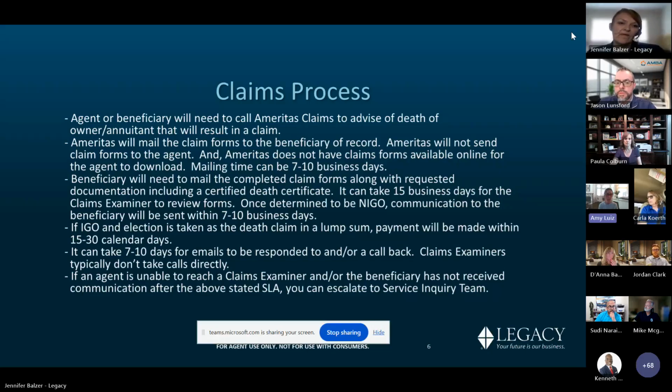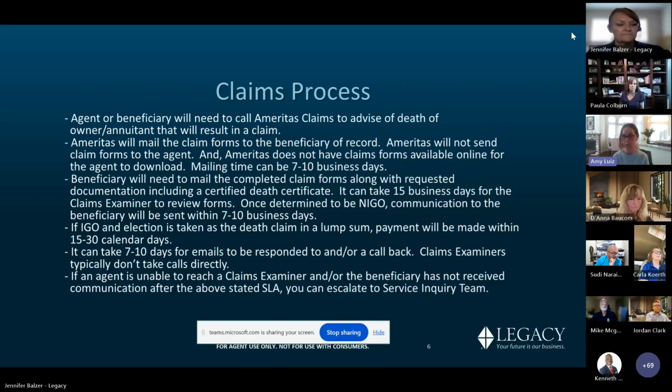Yeah, sure. So for the claims process, what would happen is the agent or the beneficiary would call into the Ameritas claims area to advise on the death of the owner, annuitant. That will then result in a claim filing. Ameritas will mail the claim forms to the beneficiary of record, not to the agent.